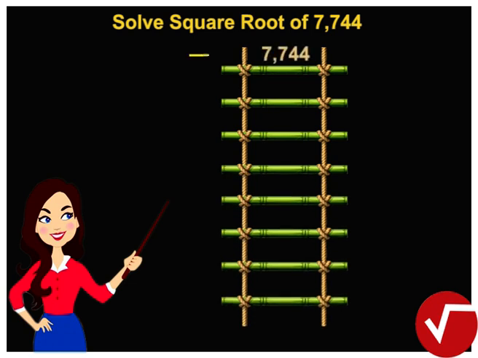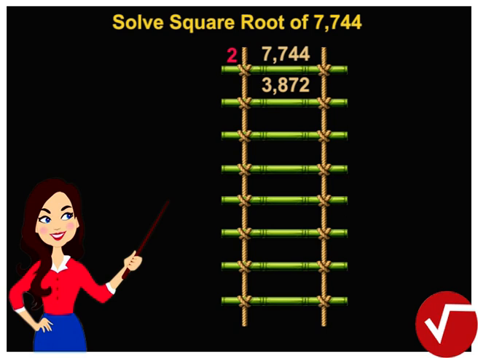On the left side of the steps of the ladder, we will write the smallest prime number that can exactly divide the number 7744. We know that 2, which is a prime number, can exactly divide the number 7744. Let us write 2 on the left and start dividing. When we divide 7744 by 2, we will get quotient 3872. We will write the quotient at the bottom step of the ladder.